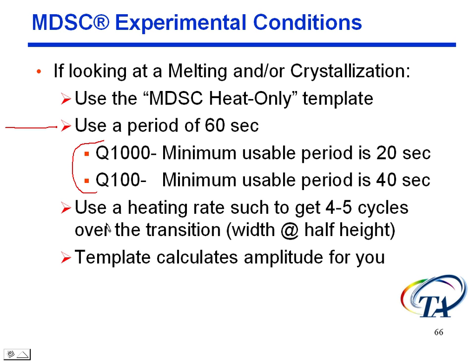You want to use a heating rate so you get 4 to 5 cycles over the transition. Where over the transition? The width at half height. This is for a melt or crystallization.